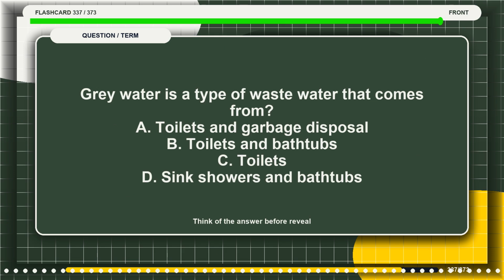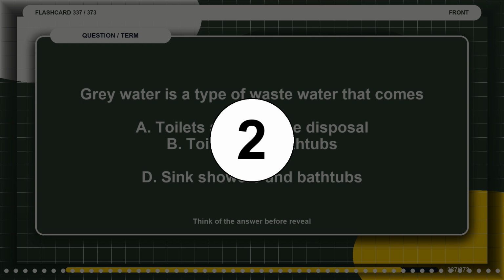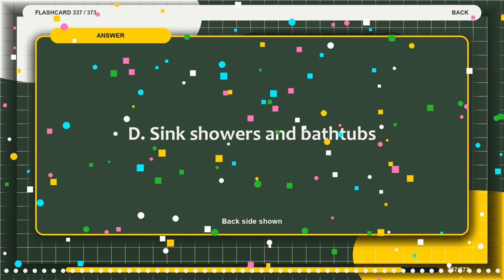Flashcard 337. Gray water is a type of wastewater that comes from: A. Toilets and garbage disposal. B. Toilets and bathtubs. C. Toilets. D. Sinks, showers, and bathtubs. Think of the answer before the reveal. The answer is D. Sinks, showers, and bathtubs.